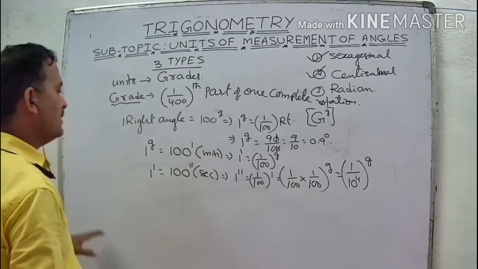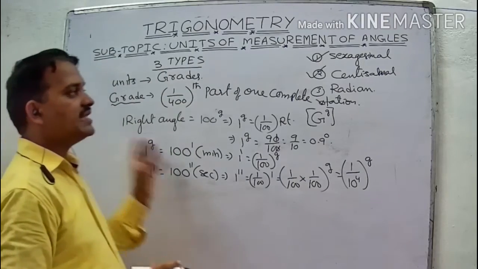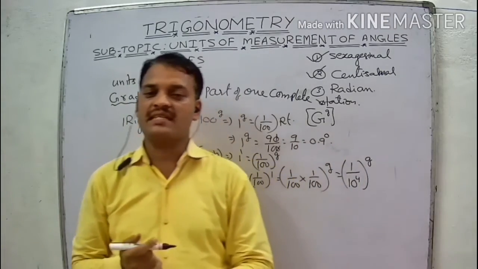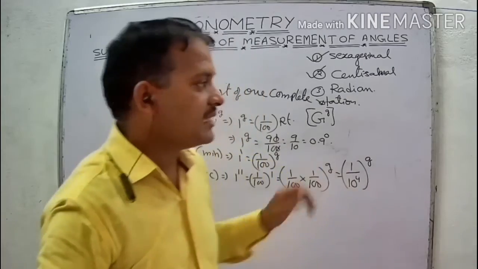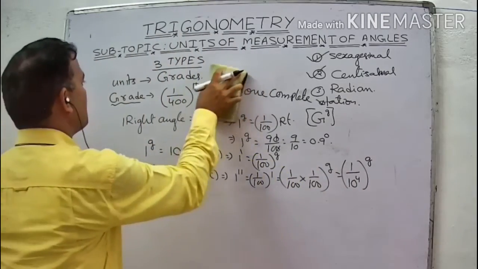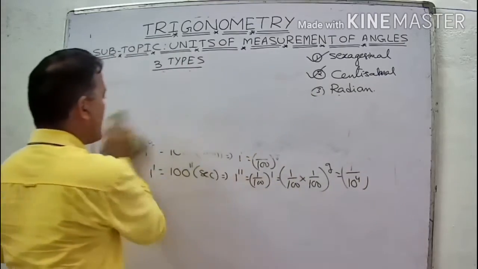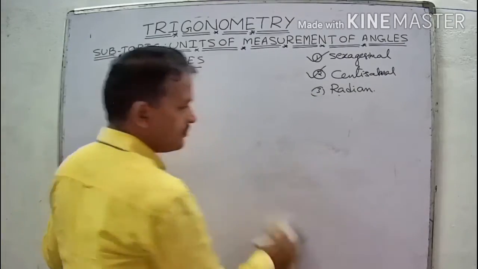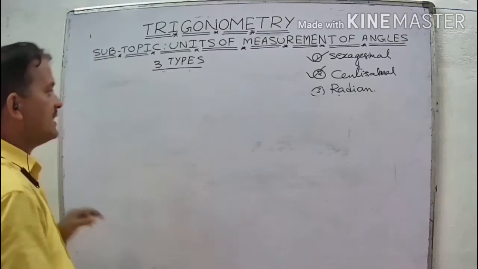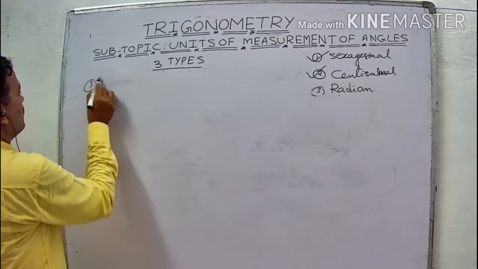So this is about the centesimal measure, the second measure, students. Then I want to explain the third measure. This third measure is very, very important. It is called the radian measure.